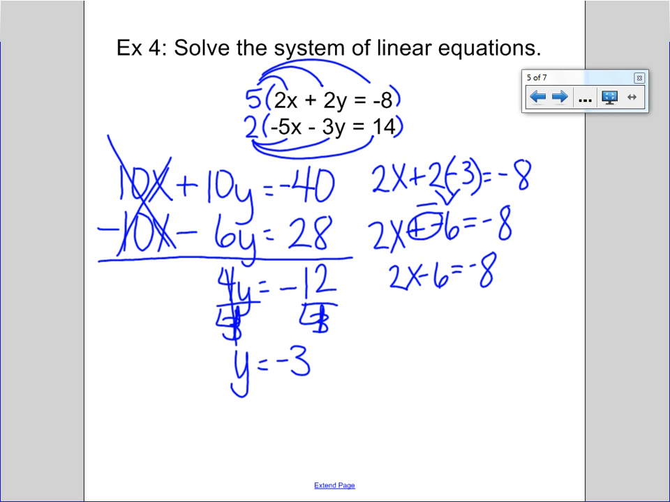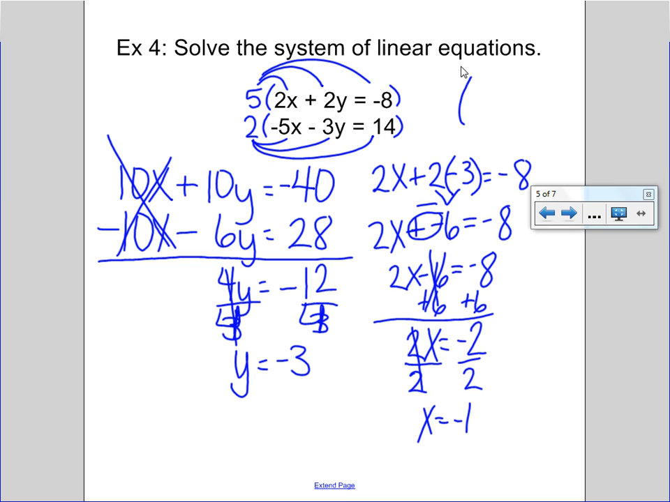To get x by itself, I must first add 6 to both sides. Cancels. I have 2x equals negative 2. To get x by itself, I will divide by 2 on both sides. So I have that x equals negative 1. So my solution to the system is the coordinate negative 1, negative 3. Final answer.